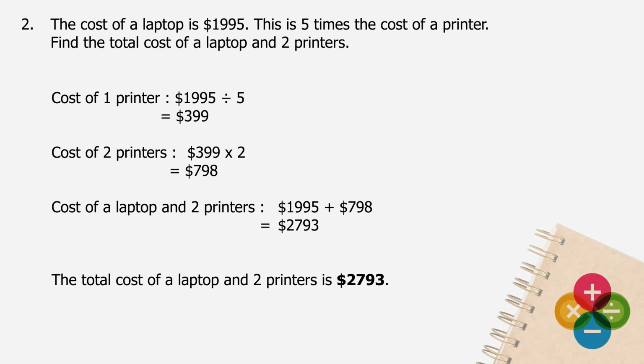The cost of one printer will be, divide $1,995 by 5, and the quotient is $399. The cost of 2 printers will be, multiply $399 by 2, and the product is $798. The cost of a laptop and 2 printers will be, add $1,995 to $798, and the sum is $2,793. The total cost of a laptop and 2 printers is $2,793.